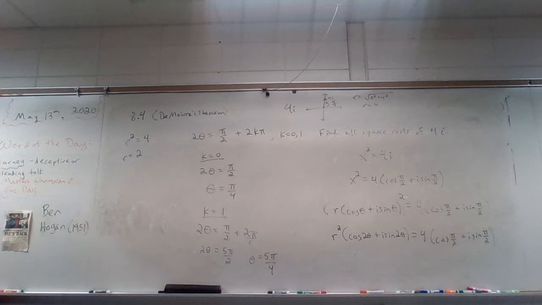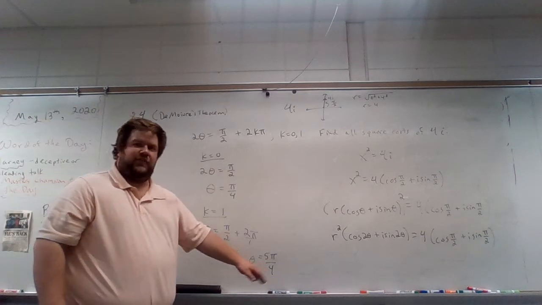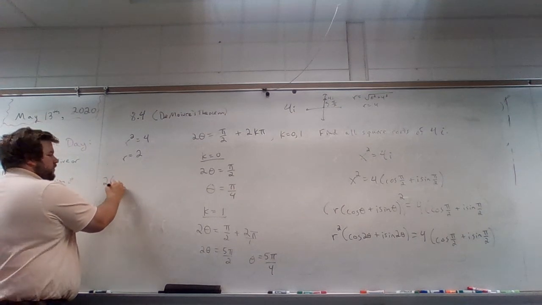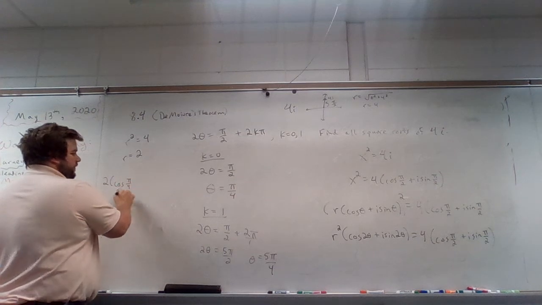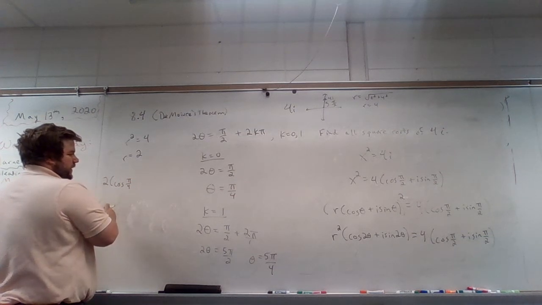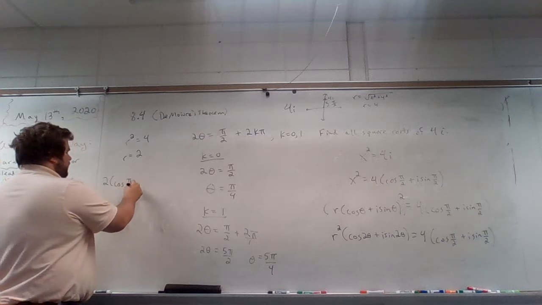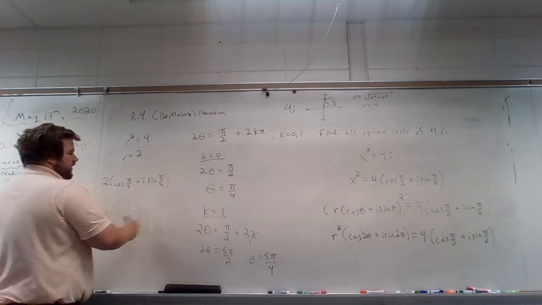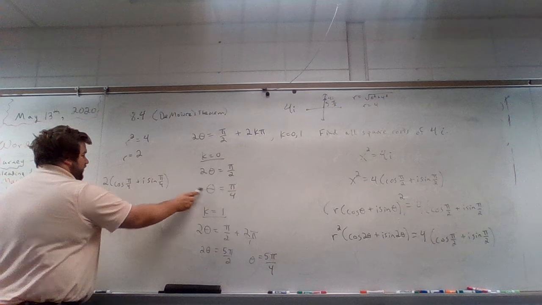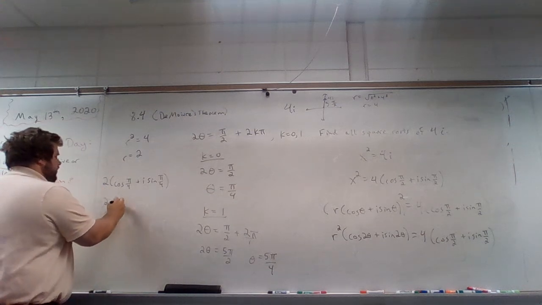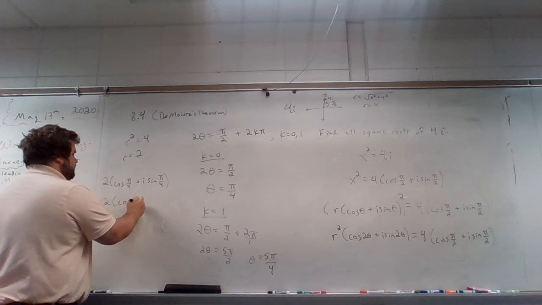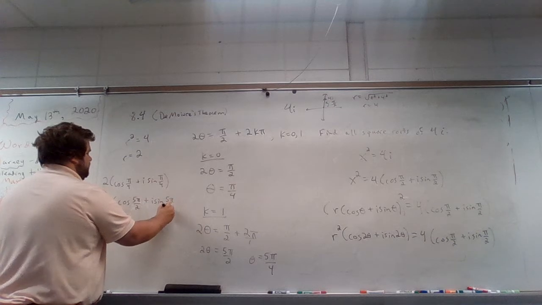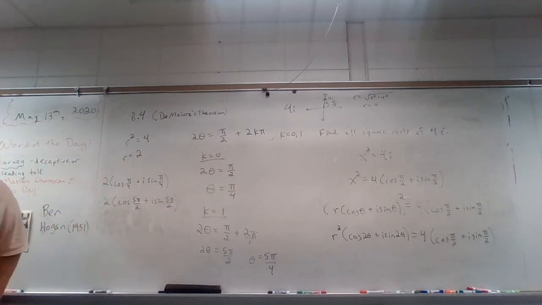Okay, and then I write out both my answers. So I know my r, I know my different angles. So my two square roots of 4i, what are those? Well, one's 2 cosine of pi over 4 plus i sine of pi over 4. So for an angle of pi over 4. And then the other one is 2 cosine of 5 pi over 4 plus i sine of 5 pi over 4. Okay.